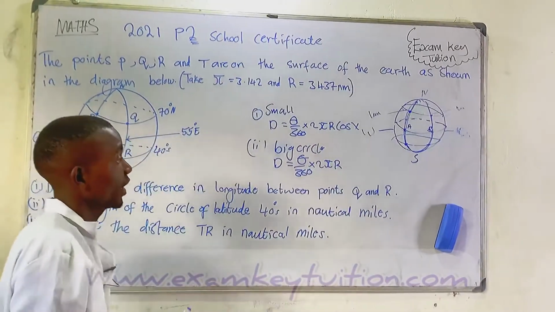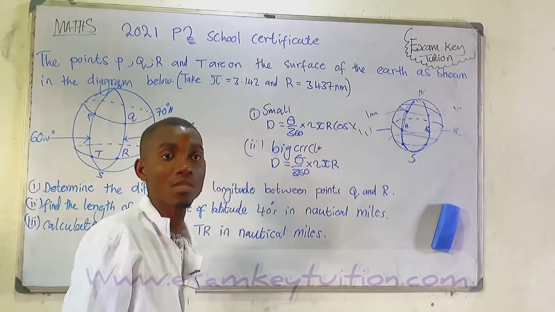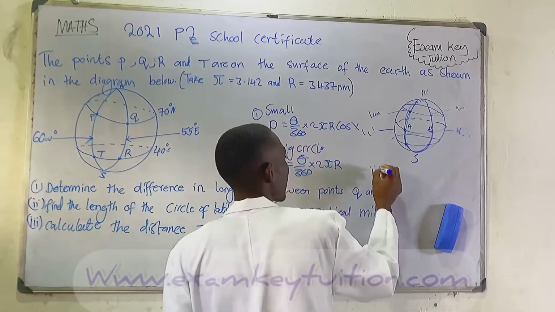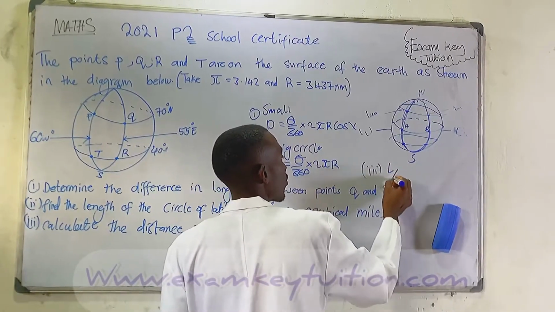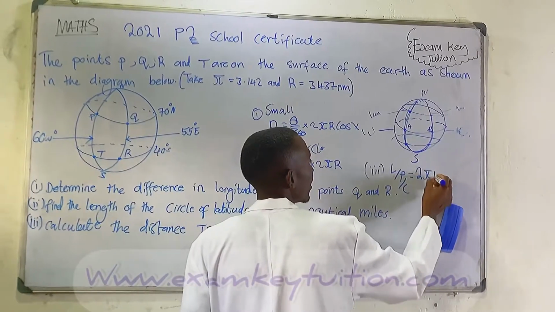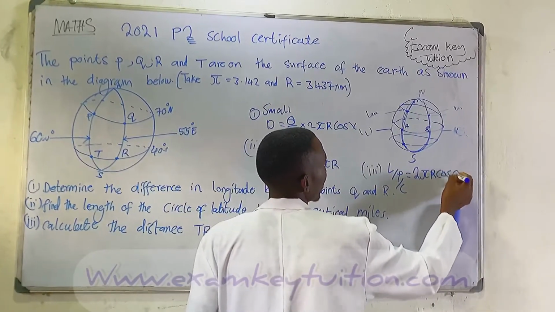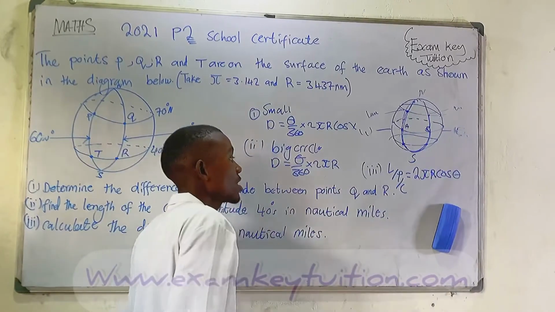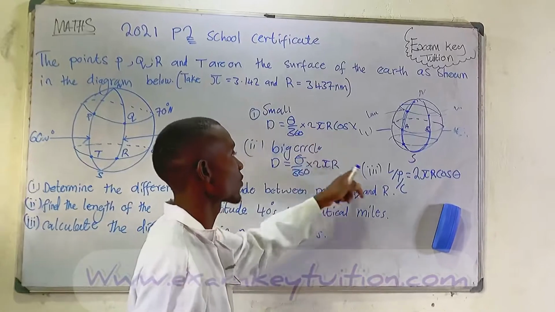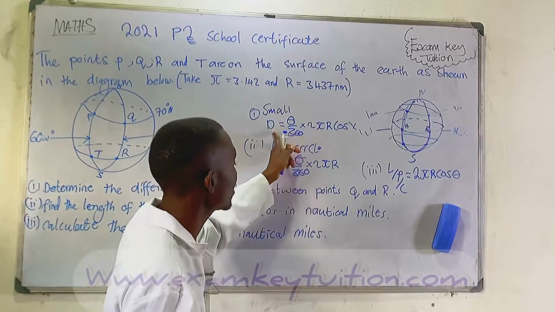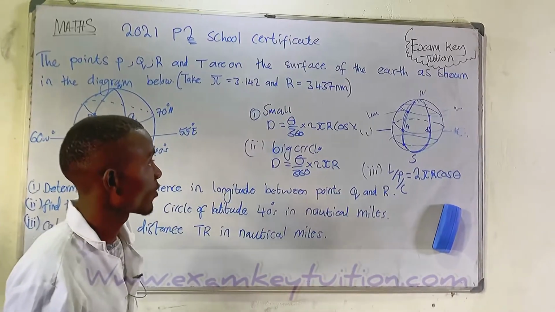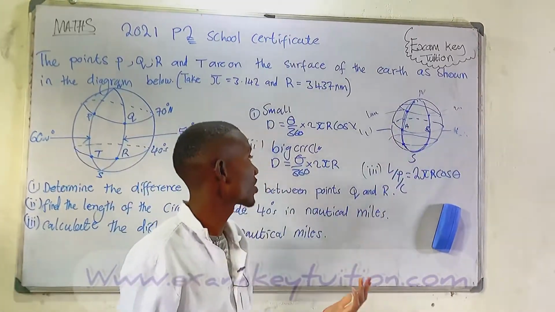Again, they can ask you to find the perimeter or the length. For the perimeter or length, you have this formula: length or perimeter or circumference is 2 pi r cos theta. So under geometry, you need to know these formulas, because they can ask you to find the distance between small circles or the distance between big circles. I will explain how you can find the distance between big circles and small circles.